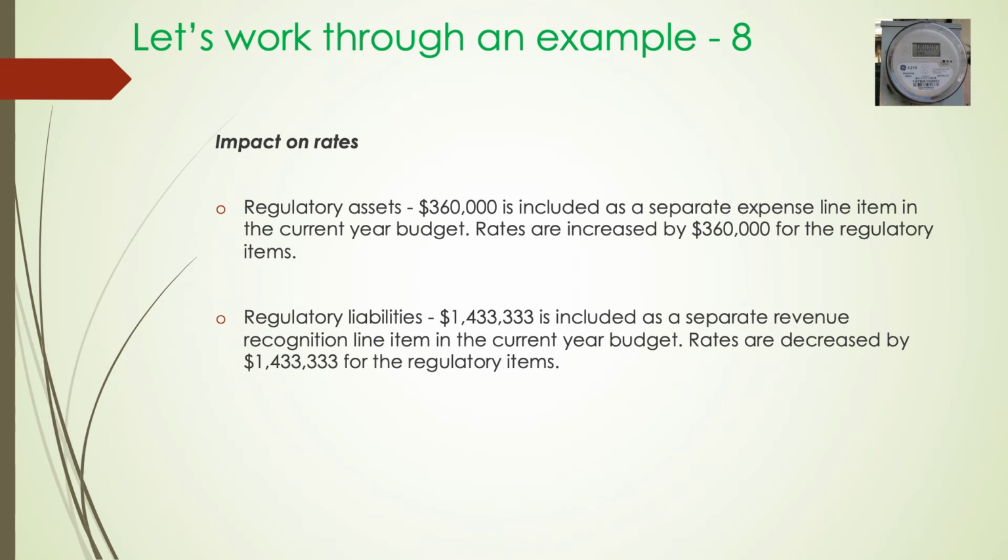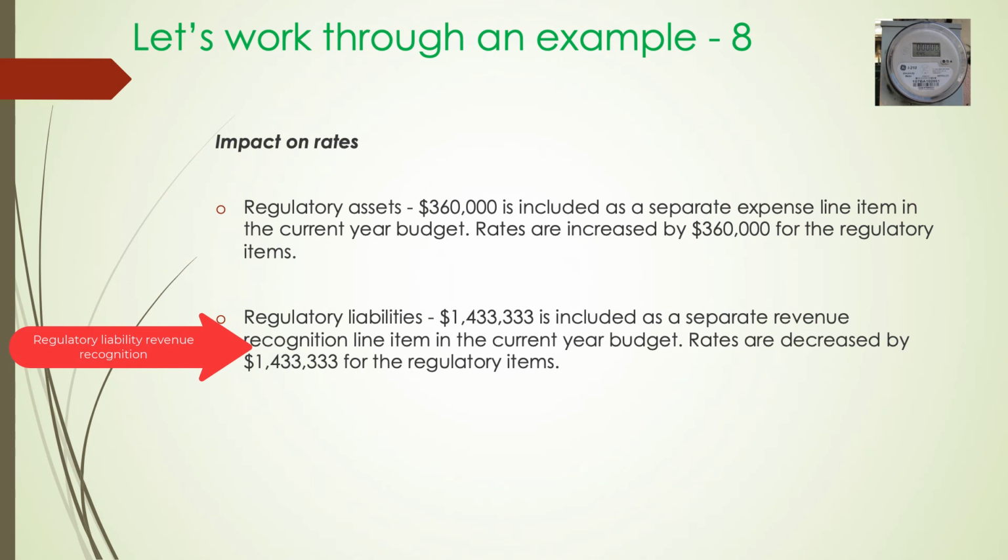Refer back to the regulatory asset and the regulatory liability slide. You'll see these numbers in the far right-hand column. What they're saying is that for regulatory assets, $360,000 is now included as a separate expense line item in the current year budget. In other words, rates should be increased by $360,000 annually for those regulatory items. On the flip side, for the regulatory liabilities, now $1.4 million is included as a separate revenue recognition line item in the current year budget.